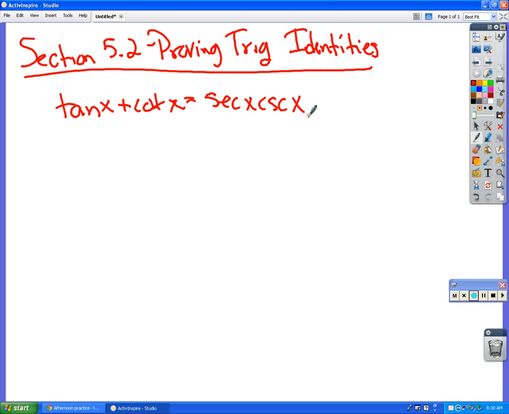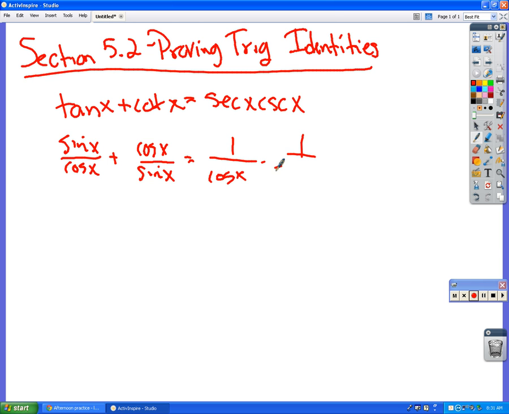Okay? So what can you do to simplify tangent of x plus cotangent of x? Tangent of sine and cosine, always a good strategy. So tangent of x, of course, is sine of x over cosine of x. And cotangent of x is the other way around, cosine of x over sine of x. What can I do with secant of x and cosecant of x? 1 over cosine. Good. 1 over sine. Okay.